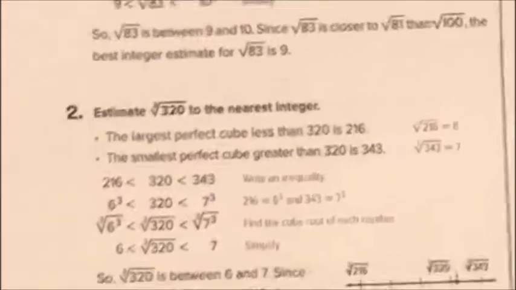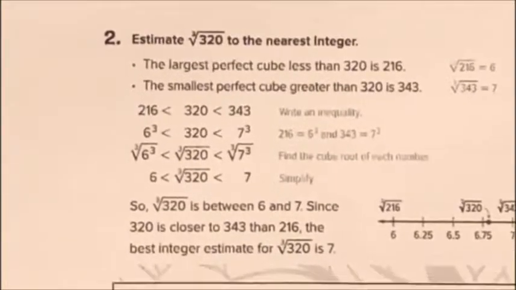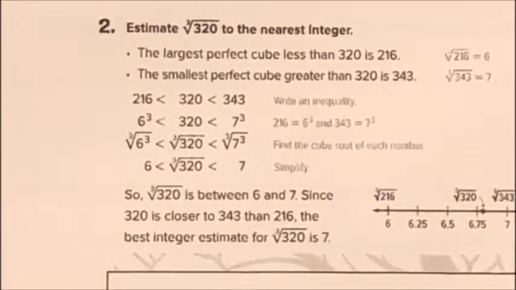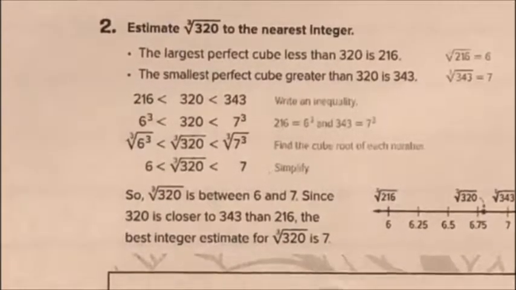All right, number 2 says estimate the cube root of 320 to the nearest integer. Again, the chart will really come in handy for you. The largest perfect cube less than 320 is 216, and the smallest perfect cube greater than 320 is 343. So that means my number is going to be between 6 and 7. 320 is closer to 343, so my best estimate is going to be 7.